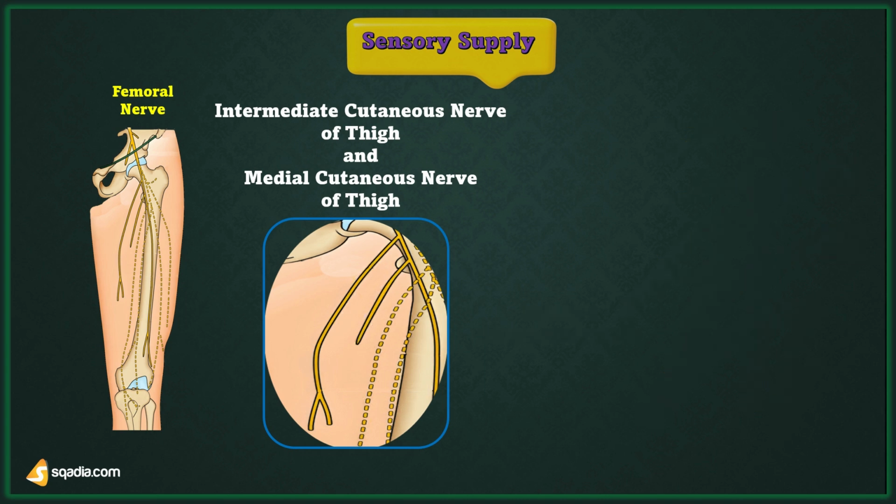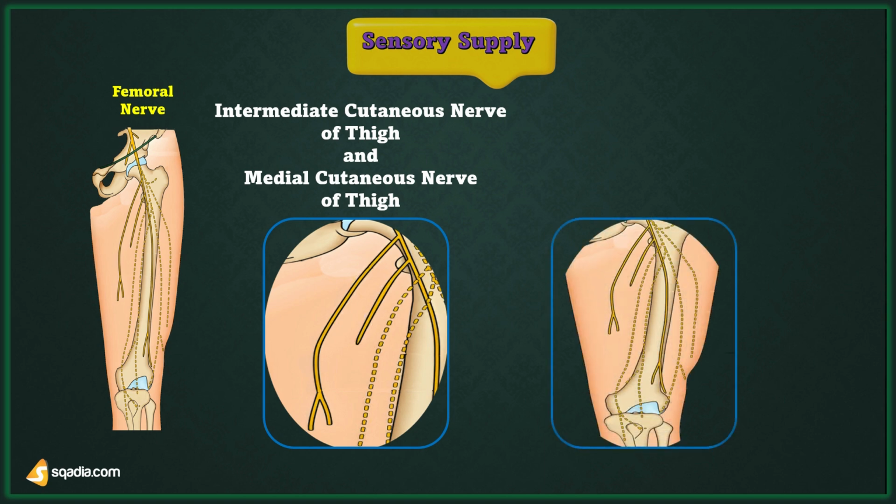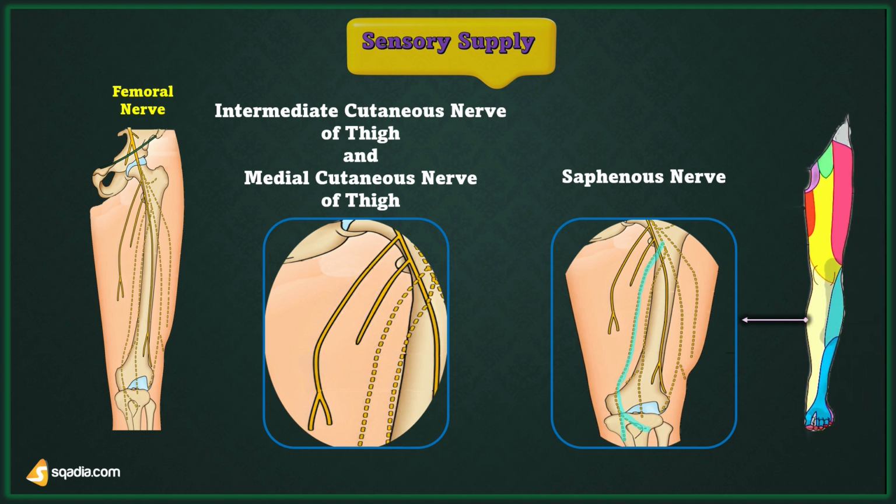From the posterior division of the femoral nerve, we get the longest cutaneous nerve of the human body. It is called the saphenous nerve. It is a very important nerve, which provides cutaneous innervation to the medial side of the leg and the medial border of the foot, extending as far as the base of the big toe.